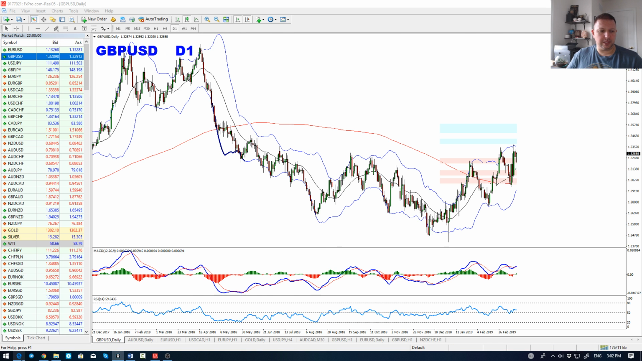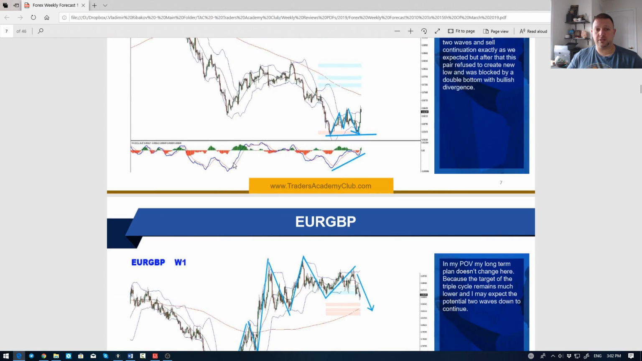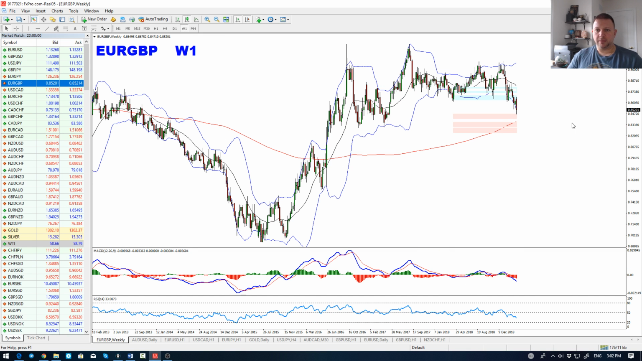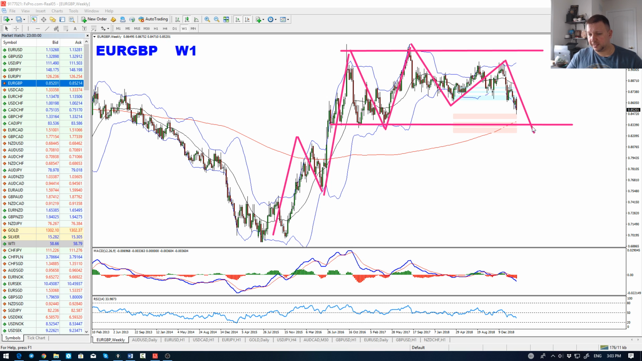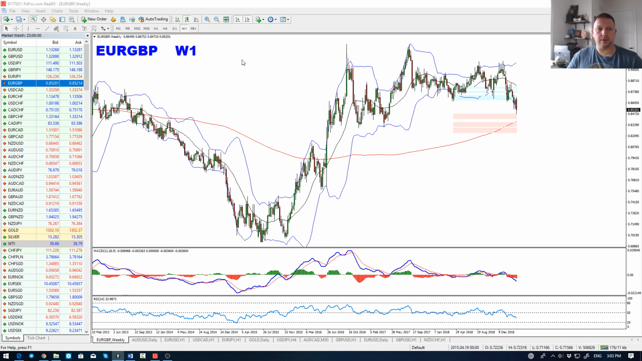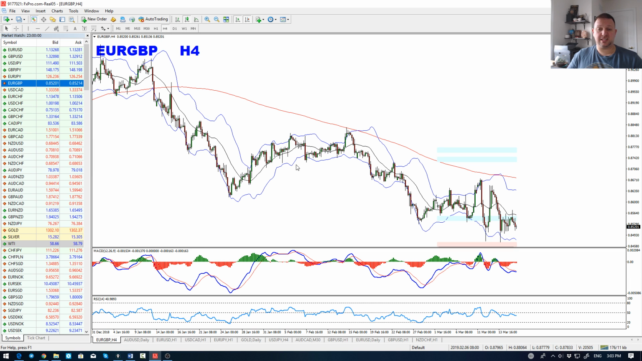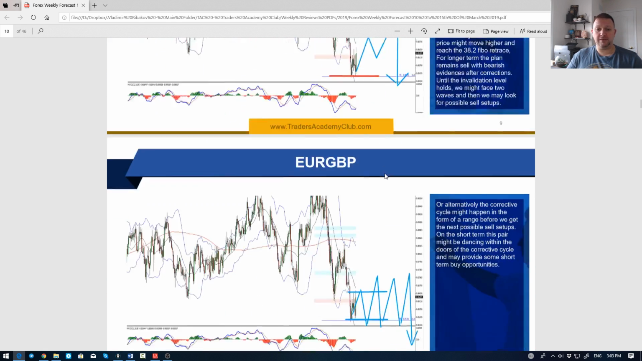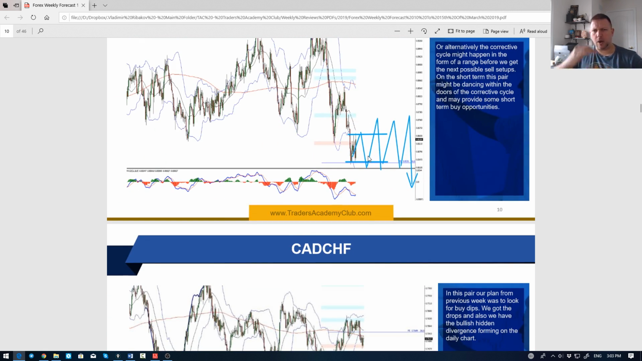The next pair in our list is the euro versus the pound. For the long term we were and remain bearish. This is our trading: the triple cycle from the weekly direction, meaning we are after a two-wave correction. Of course, that could also fit in a longer term range, but we still see room for the pair to continue lower. Our idea was to look for sells in two variations: after corrections, we were expecting two waves or a wide ranging pattern, and then look for sell continuation.